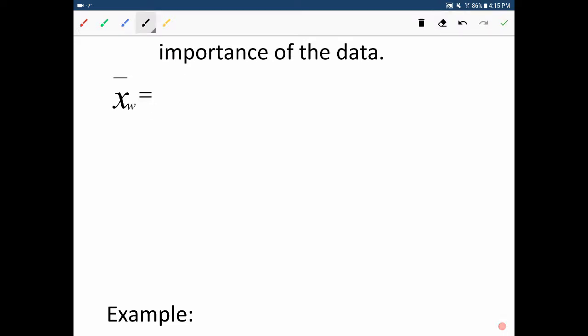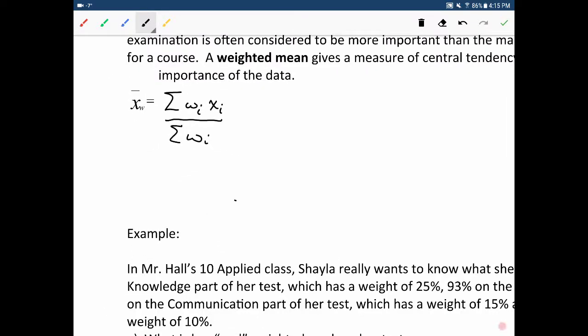That's going to equal, we take the sum, and what you do is you take the weight of whatever the piece of data is. So for instance, if we were looking at the mark of a test, we'd take the weight of knowledge and multiply it by the score in knowledge. So you multiply by your percentage in knowledge. You'll do that for all the categories, add them all up, and then you divide by the sum of all the weights.